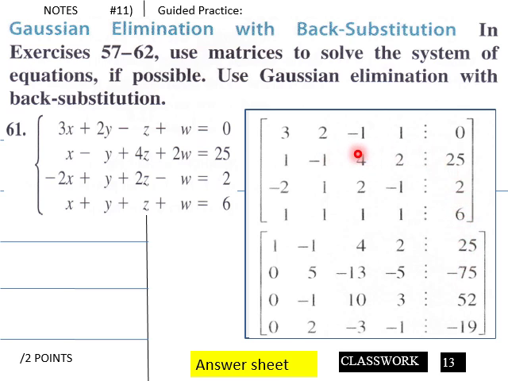So it'll be negative 2 times row 2 plus row 4 to get our new row 4 here. So now we've got zeros below our leading 1, and we end up with this here. We need to get leading 1s across here.